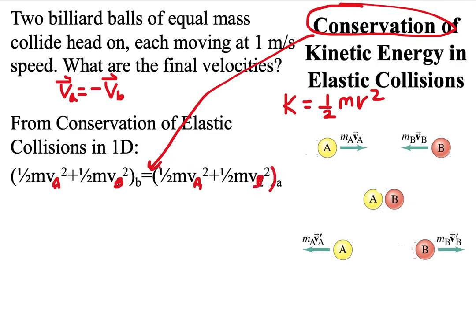That's the big clue here. We have after and we have before. So let's see what we can get rid of. Well, we notice right away we can get rid of the 1/2s because 1/2 appears in every single term. They just divide out. m also divides out.